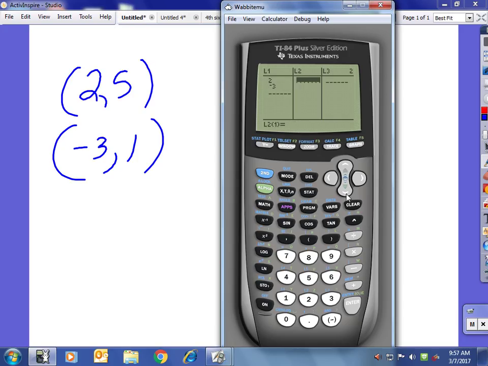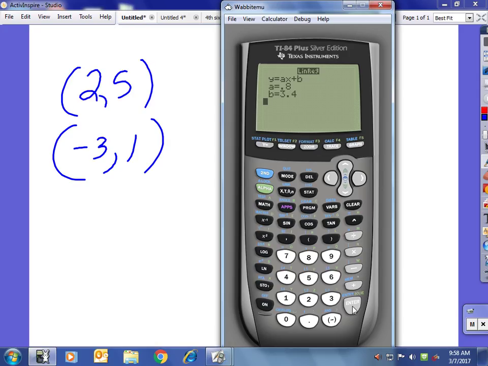Alright, so 2, 5, and then the other point is negative 3, 1. So now that I've got my points in stat edit, I hit stat again. But I already edited. Now I'm going to calculate. And it's the one that about aligned, because this is all about lines. And then you just have to hit enter a whole bunch of times till it gives you the slope and the y-intercept. Now, I'm probably going to want fractions.